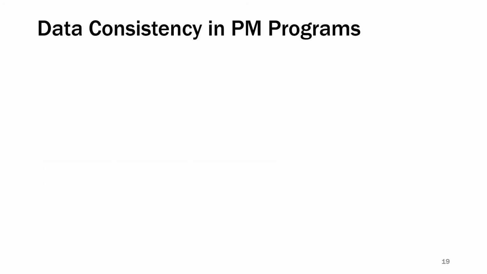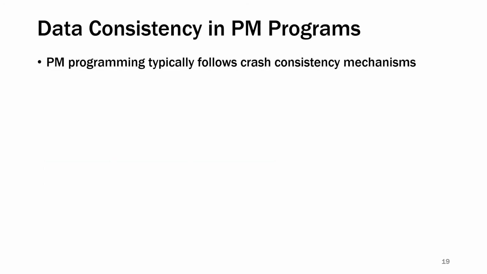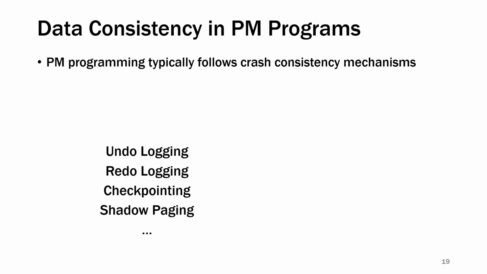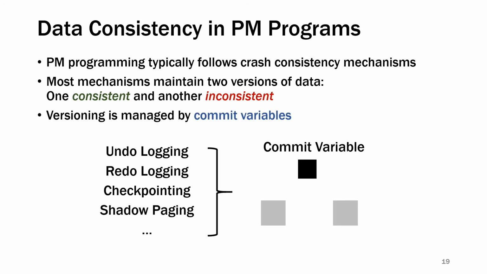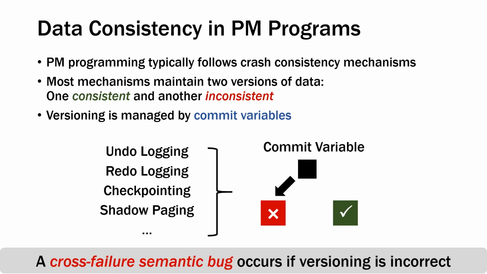Data consistency in persistent memory programs is defined by crash-consistency mechanisms, such as undo-redo logging, checkpointing, or shadow paging. These mechanisms typically keep two versions of data. One is a consistent copy, the other is inconsistent. Such versioning is done by commit variables. The version the commit variable is referring to is regarded as consistent, and the other version is inconsistent. In case the commit variable refers to an inconsistent version by mistake, a cross-failure semantic bug can happen.